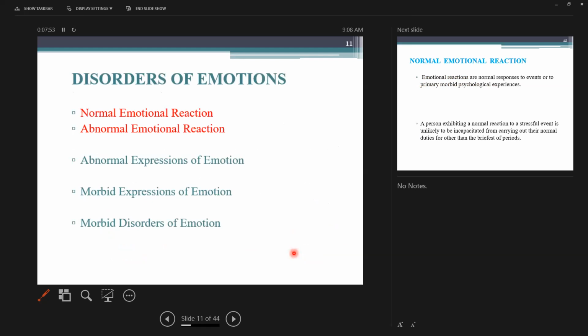Now, we come to disorders of emotions. Under disorders of emotions, we'll be going through normal and abnormal emotional reactions, abnormal and morbid expressions of emotions, and morbid disorders of emotions. This terminology and the classification of emotions is a bit confusing, because the same terminology may be used to describe appropriate and normal emotions, and also what we consider pathological, which may even warrant hospitalization. So there's a linguistic confusion, and it is quite difficult to distinguish the normal from the abnormal emotional reaction.